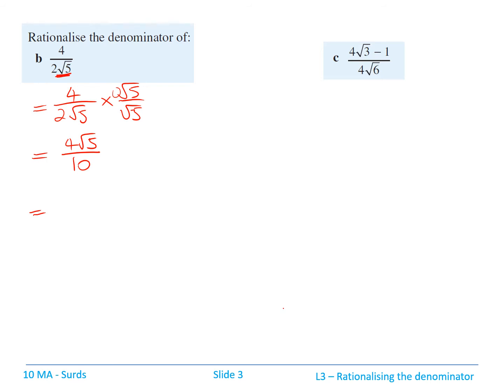Then we have a look and we go, okay, we can simplify the top and the bottom. 2 goes into that twice and into that 5 times, so I get 2 root 5 on 5.